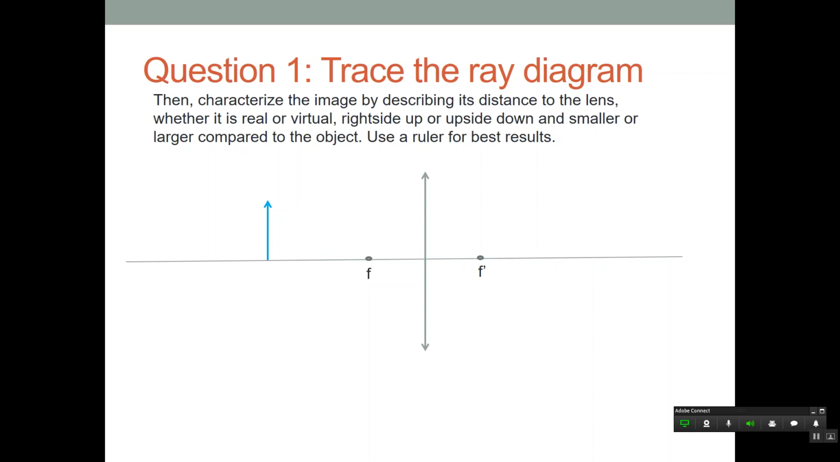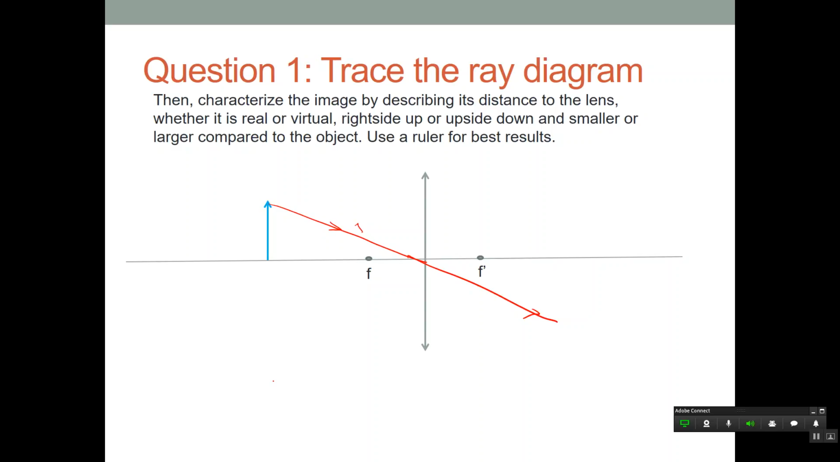All right, so let's do the most obvious one first. If I have a ray going straight towards the center of my lens, what's going to happen to it? Is it going to reflect? It's going to go straight through, because remember, a lens lets light right through it. So right through.